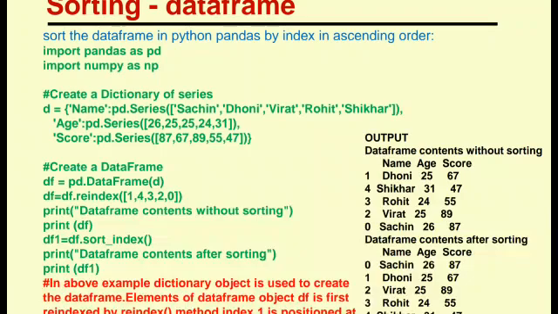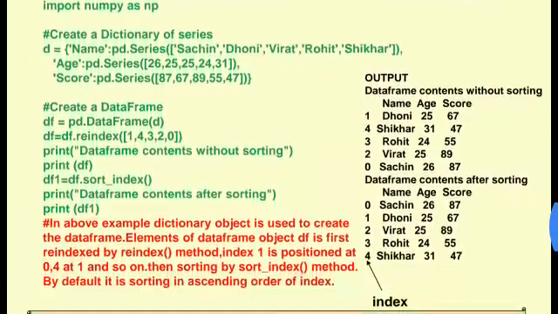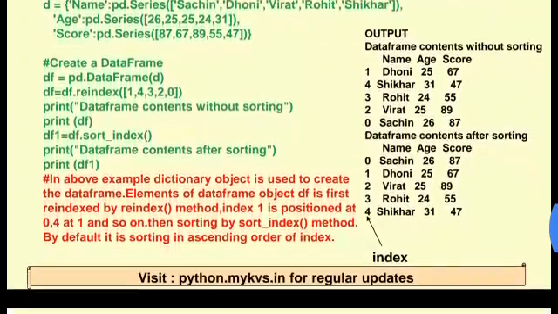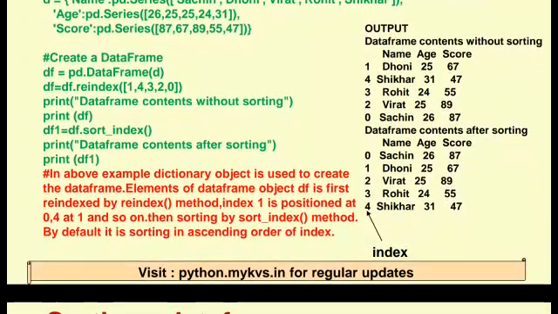df1, because earlier I used df, so now the same variable we can't take, so right here I am taking df1 is equals to df.sort_index bracket, print data frame contents after sorting, print df1. So after sorting, data frame contents after sorting we got 0 1 2 3 4. This is the index, through the arrow it is showing that this is the index value, that is 0 1 2 3 4.